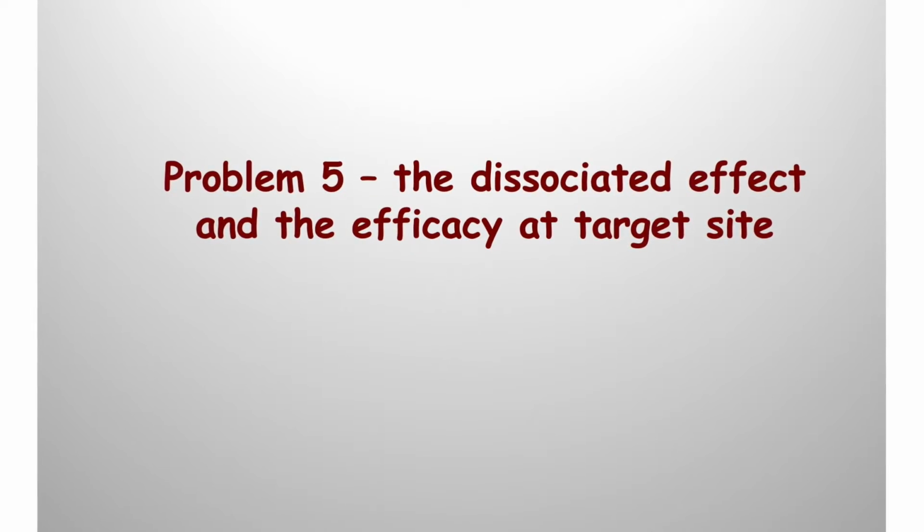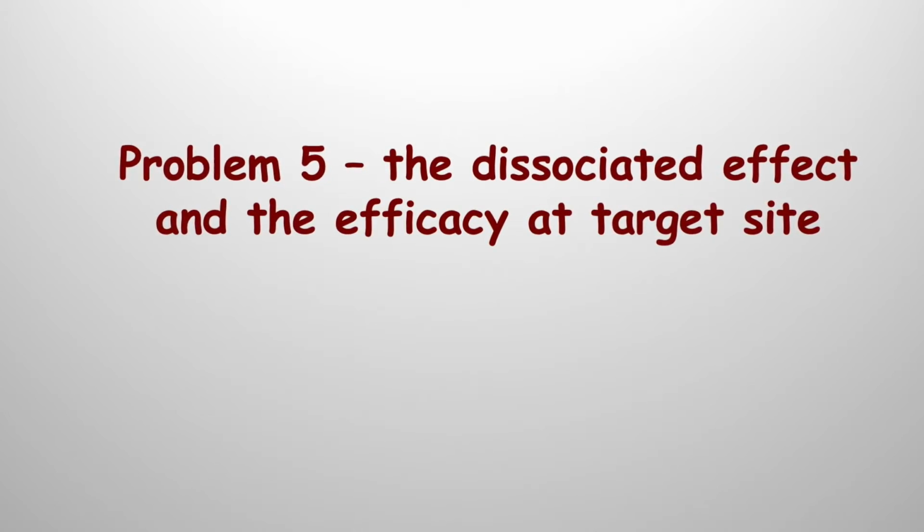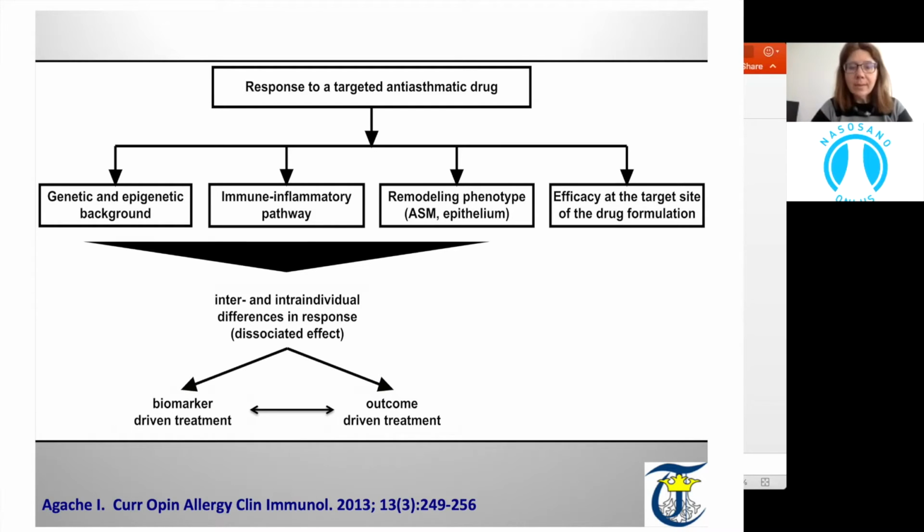The next problem is what we call a dissociated effect and the efficacy at the target site. When you evaluate the response to a targeted intervention, it's always the mechanism, so the immune inflammatory pathway. But there are always differences between individuals, which is obvious, but also the same individual responds better with lung function or with exacerbations, never both. So you have to choose between the biomarker-driven treatment or the outcome-driven treatment. So what would you like to achieve in your patient? Better lung function or decreased exacerbations? And I will give you one example that this really happens.